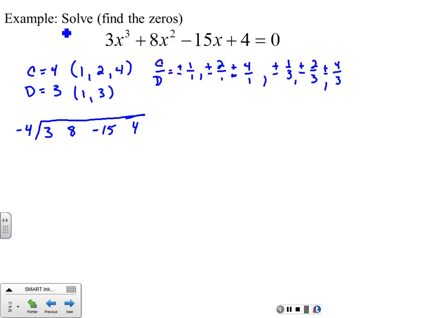What happens if I miss an exponent? In other words, what if this had gone from 3x to the third straight to -15x? What would we put here? Don't forget that. All right.